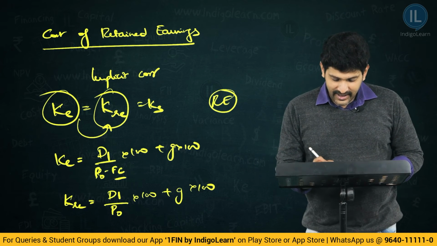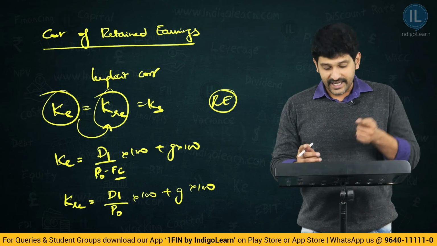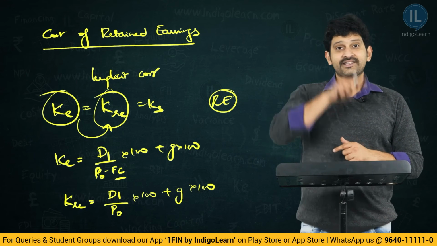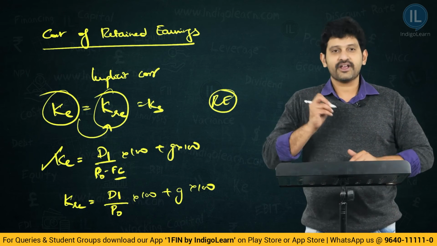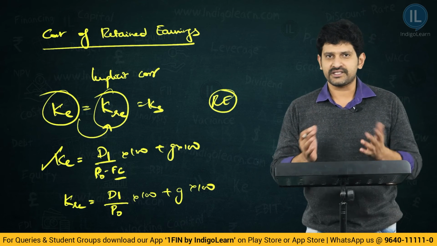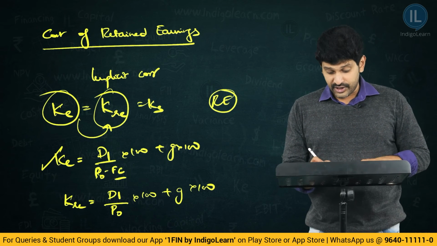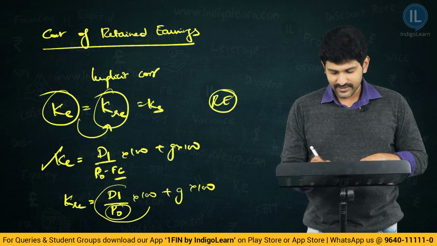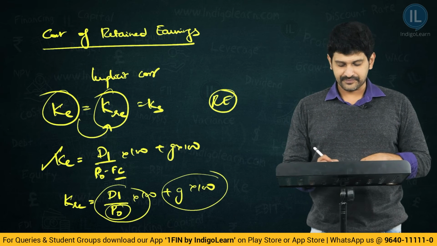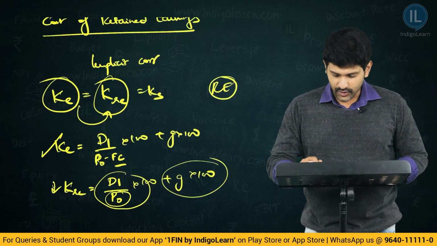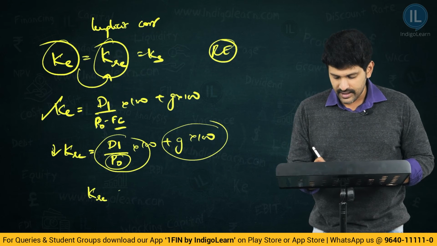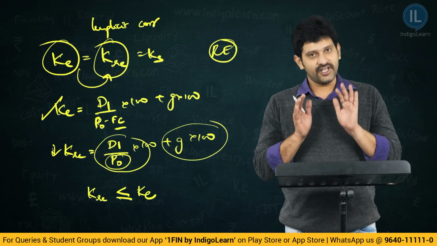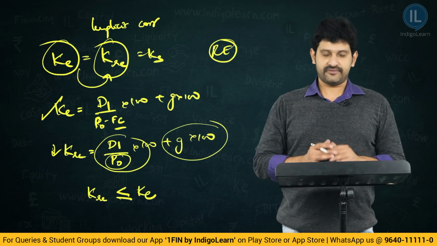Why? Here in cost of equity, what happened? In the denominator, one number is removed. So, denominator decreases. Denominator decreases, result increases for what? For KE. You are not making any such adjustments for KRE. Therefore, the full value is there. Now, the denominator is bigger. The numerator is anyways constant, so the result is smaller. Therefore, the golden rule: KRE is always less than or equal to KE, but never greater than KE. It is either equal to cost of equity or less than cost of equity.